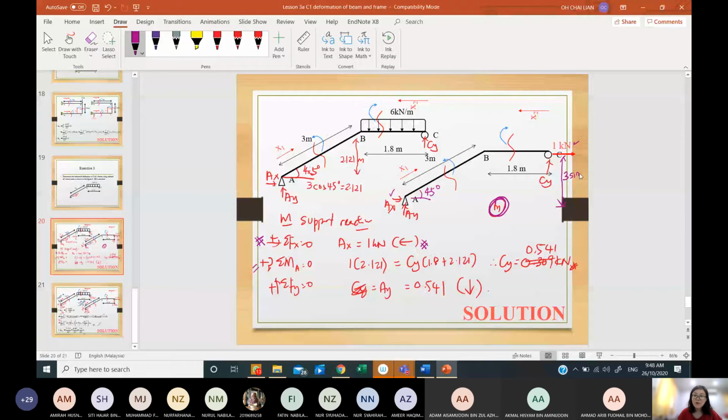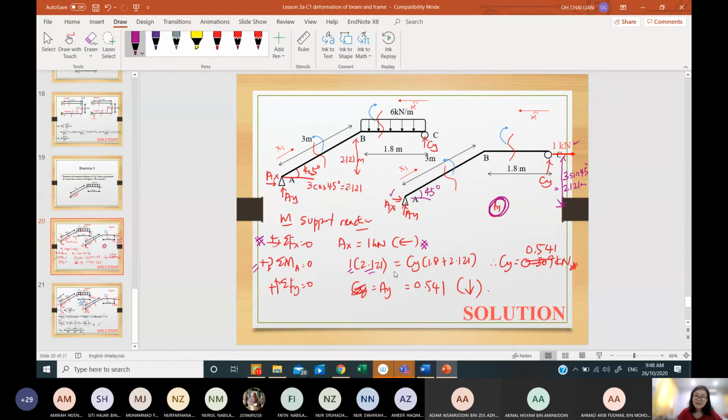Whether you use sine 45 or cos 45, you get the same answer. This is 2.121 meter. So therefore 1 multiplied by 2.121 is your clockwise moment. And then Cy is counterclockwise.